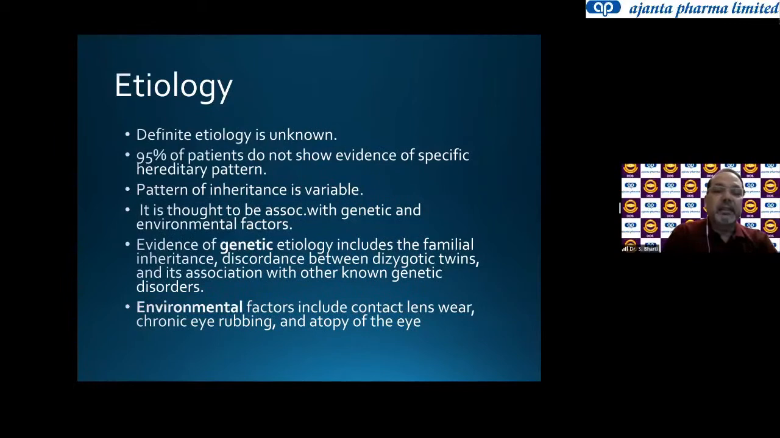Definite etiology is unknown. 95% of patients do not show evidence of a specific hereditary pattern, though there are genetic issues, but the hereditary pattern is not very constant. Pattern of inheritance is variable, and environmental factors are very, very important, and they include contact lens, chronic eye rubbing, and atopy of the eye.